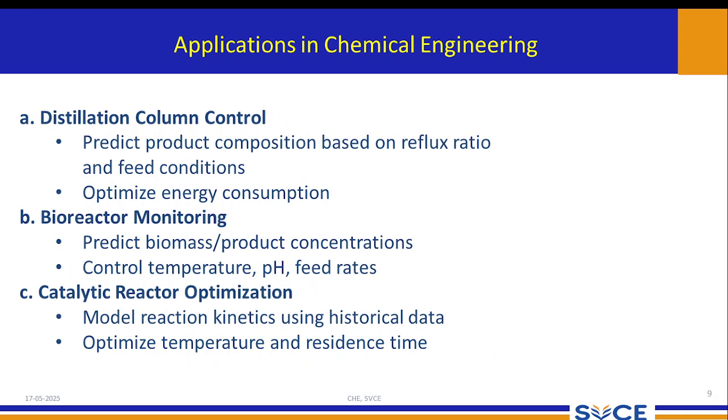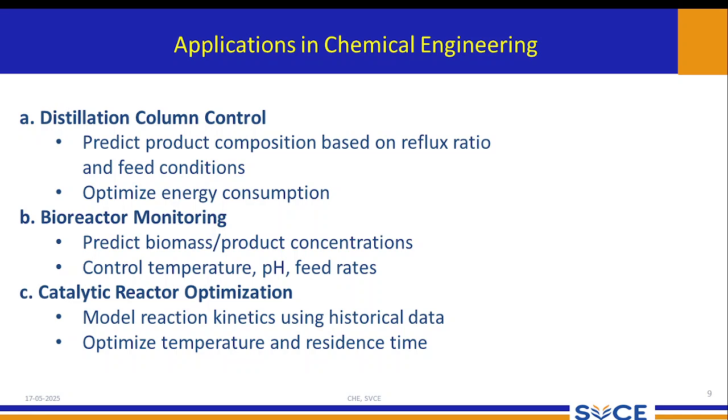Coming to the applications, as I told you, I have already given an example for distillation as well as the bioreactor and the batch reactor. Here they have given bioreactor monitoring. In distillation column control, predict the product composition based on reflux and feed condition, and optimize the energy consumption. Why do they say reflux ratio and feed condition? These are found to be comparatively very important parameters when compared to the others, so these have been considered. Predicting the product composition here means the distillate purity.